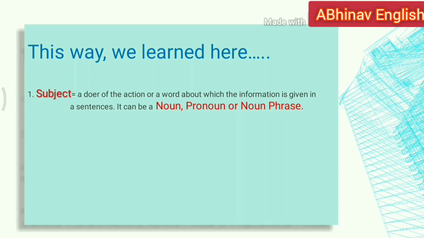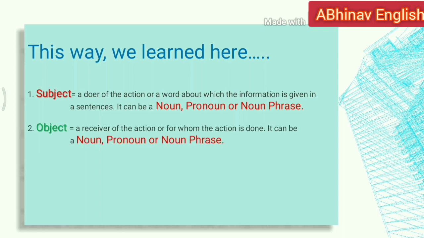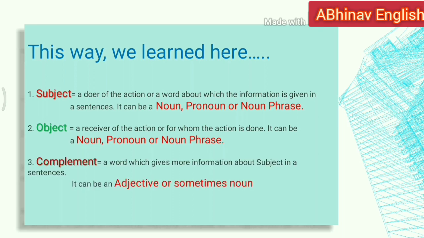This way we learned here subject, a doer of the action or word about which the information is given in the sentence. It can be a noun, pronoun or noun phrase. We also learned what is object. Object is a receiver of the action or for whom the action is done. It can be a noun, pronoun or noun phrase. We learned complement. Complement is a word which gives more information about the subject in the sentence. It can be an adjective or sometimes a noun.